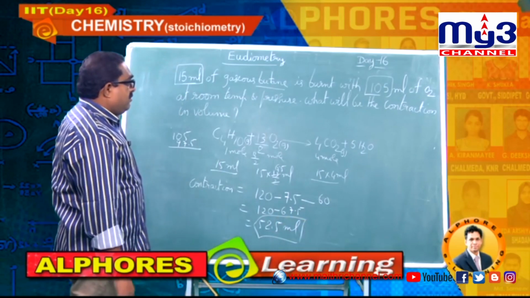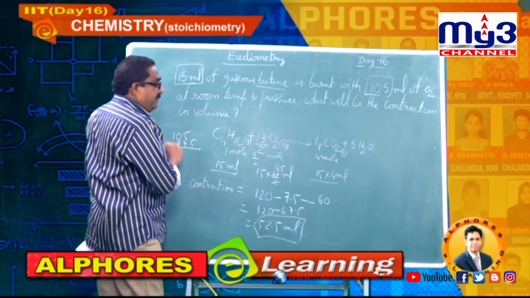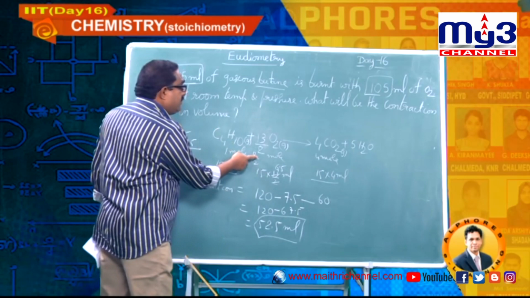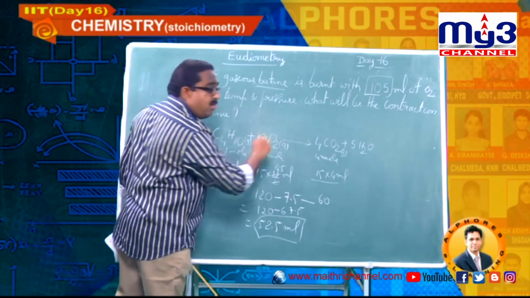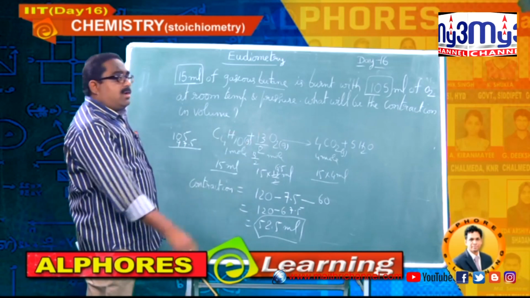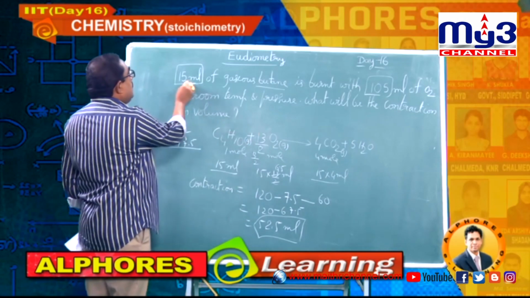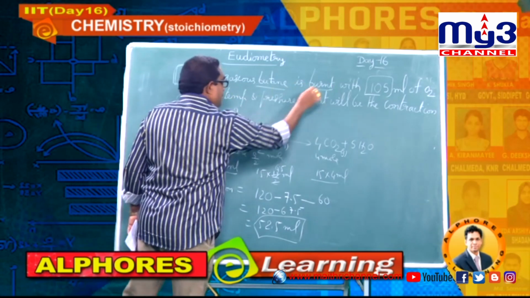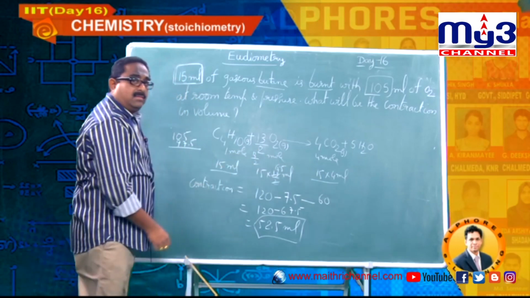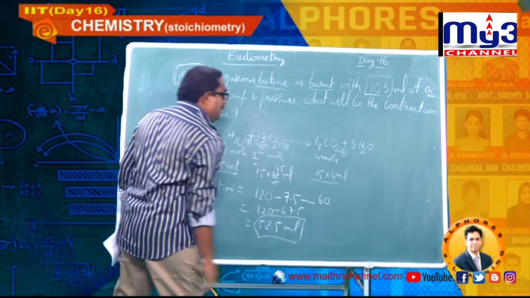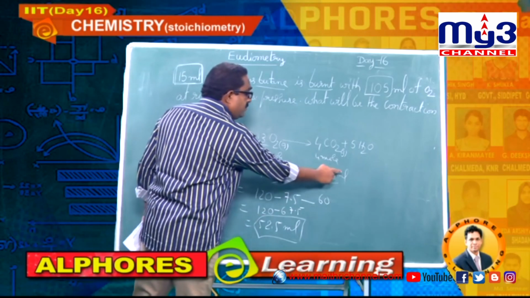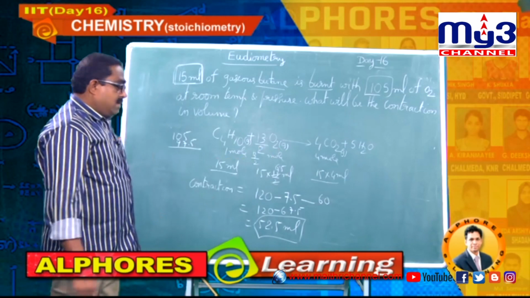Once again I will repeat the question. See here, according to the mole ratio, 1 mole needs 13 by 2 moles to form 4 moles. For gas reactions, the mole ratio is equal to the volume ratio. So if 15 ml is burnt, 15 ml needs 15 into 13 by 2 ml and forms 15 into 4 ml, because you are not supposed to disturb the mole ratio. 1 is to 13 by 2 is to 4. That's what I did.